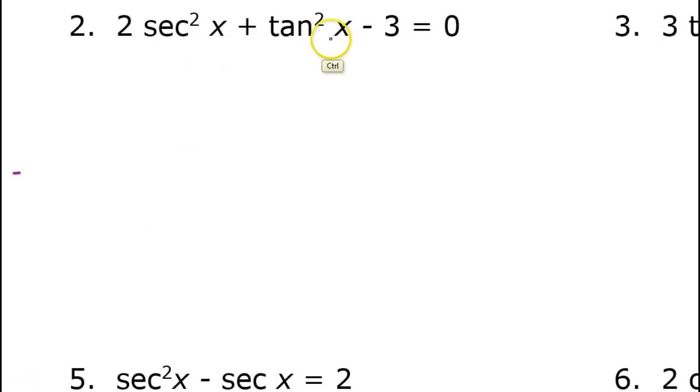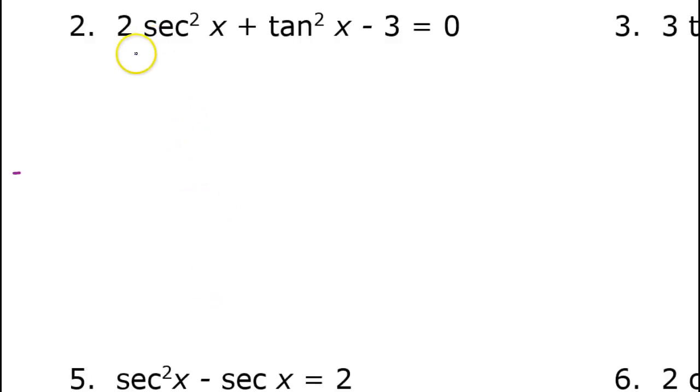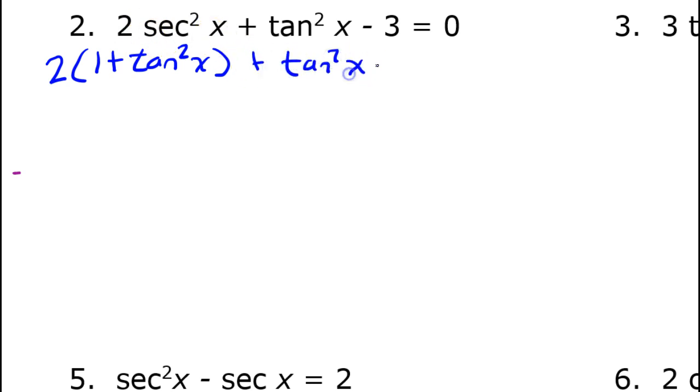When I look at problem number 2, I do not like the fact that I have 2 different trig functions here. I have secant and tangent. So I'm going to need my identities. Secant squared is 1 plus tangent squared, so I'm going to make that substitution. I have that 2 here, so I'm going to have to keep that. So I have 2 times 1 plus tangent squared x. Okay, I made that substitution right there. Plus tangent squared x minus 3 is equal to 0.